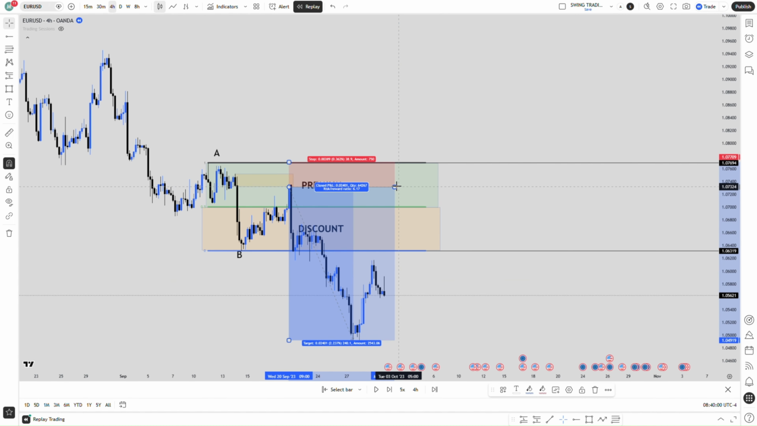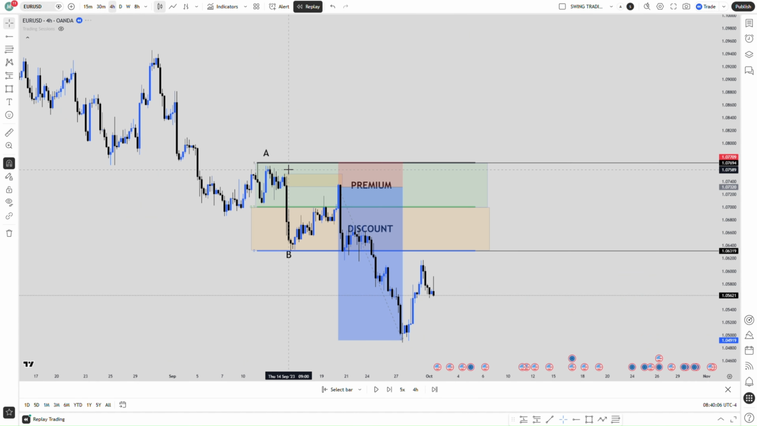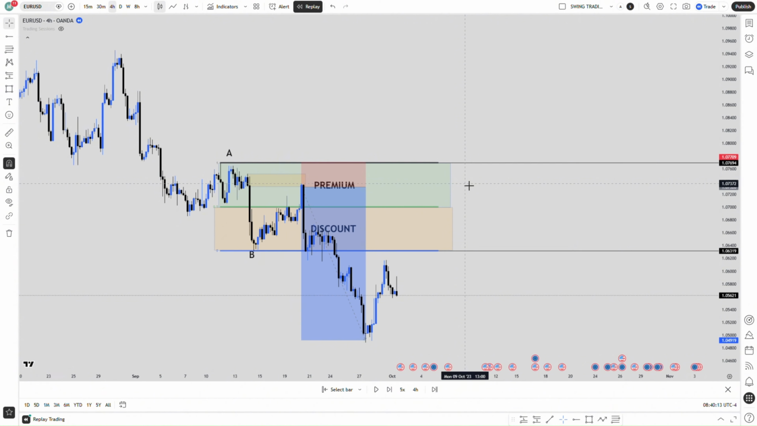You can keep holding partials if you feel you can continue with the trend, but as you can see, it's a very healthy downtrend, so it's nothing to be worried about. So basically, this is a brief breakdown on premium and discount levels on the chart.